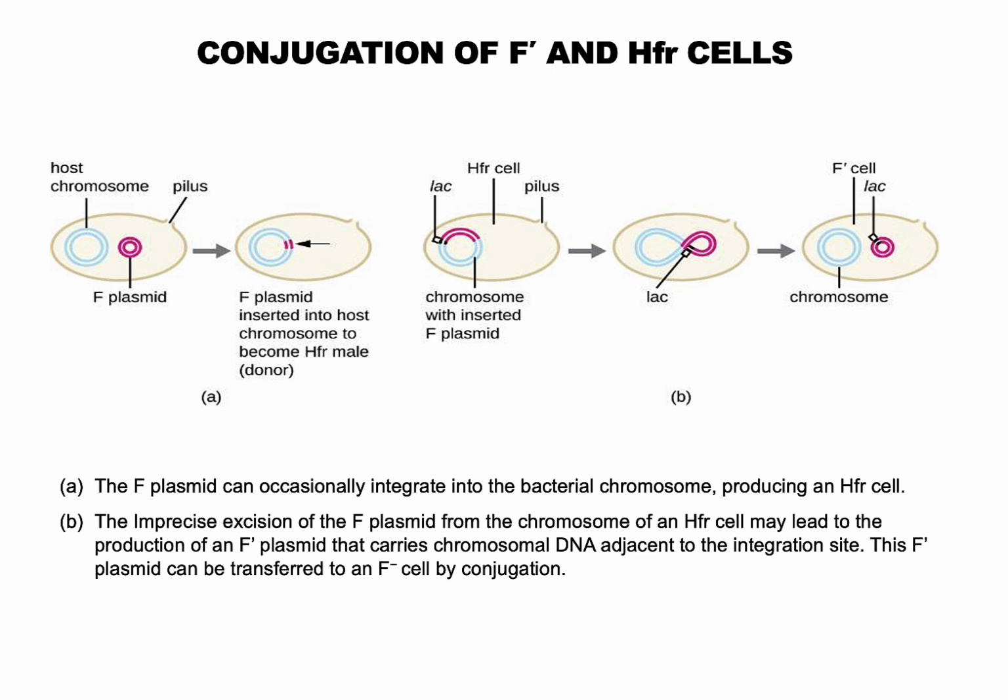Similar to the imprecise excision of a prophage in specialized transduction, the integrated F plasmid can be imprecisely excised from the chromosome, leading to the formation of an F prime plasmid. This F prime plasmid carries some chromosomal DNA that is adjacent to the integration site. When conjugation occurs, this chromosomal DNA is introduced into the recipient cell, where it may either be retained as part of the F prime plasmid or recombined into the recipient cell's bacterial chromosome.